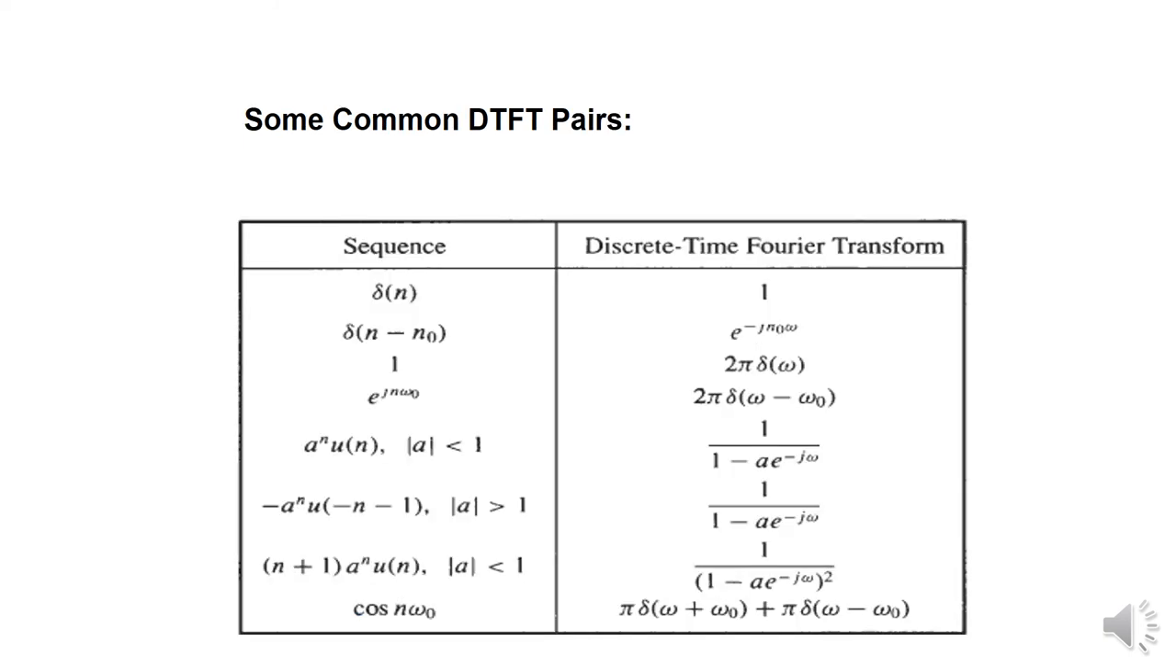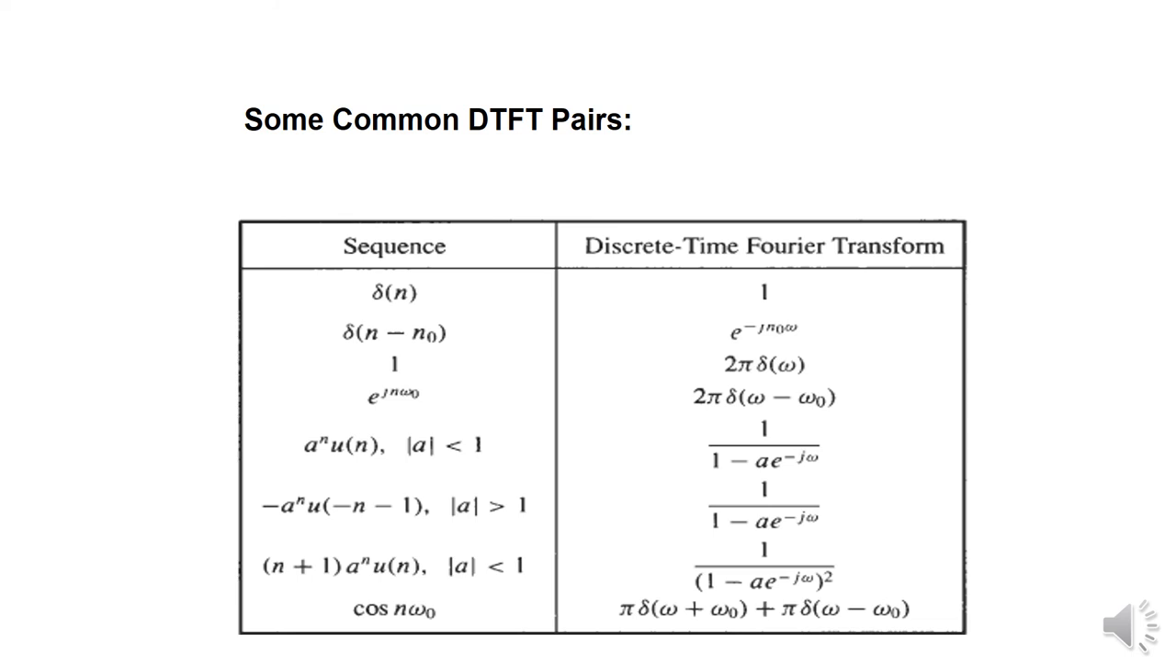Okay, so I have shown you a few examples, right? The DTFT of delta n is equal to 1, and the DTFT of delta n minus n naught is e to the power minus j n naught omega. This can be obtained by applying the shifting property that you have seen in the previous slide. A time domain shift results in a frequency domain multiplication by e to the power minus j n naught omega. So when you have a shift like minus n naught, in the DTFT or frequency domain it will appear as multiplication by e to the power minus j n naught omega.